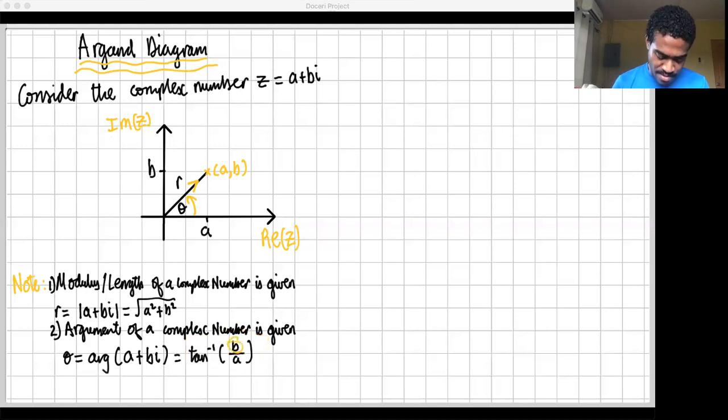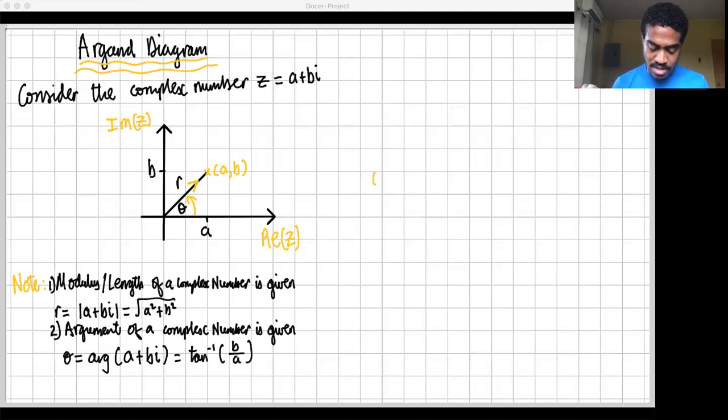Your imaginary part B on your real part. So that is key there. Some other key things where the argument is concerned are, whenever you're calculating the argument, you need to remember to keep your calculator in radians.